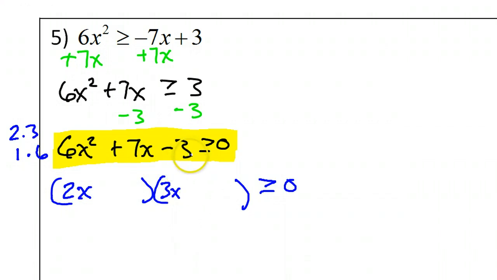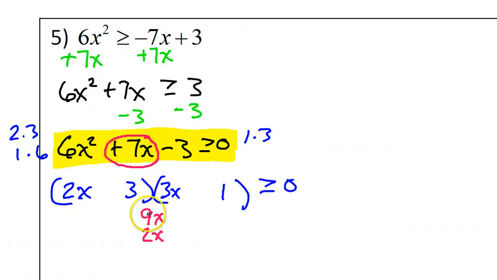Looking at the 3, 3 can only be 1 times 3. I won't put the 3 here because that would make a common factor. So I will do 3 times 1 and see how we do. Now we know that inner plus outer equals middle. So inner, I have 9x. Alright, outer, I have 2x. I'm trying to get a middle of positive 7.